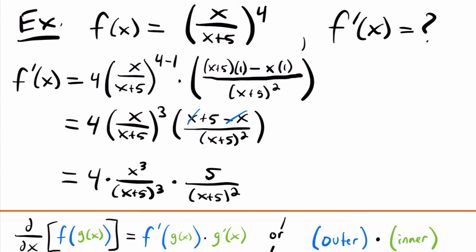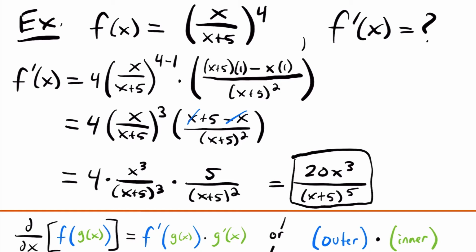And now you can see that we're going to have some nice simplifying here, and so that will lead us to our final step, that this is going to be equal to 4 times 5 times x cubed. So we're going to have 20x cubed divided by the same quantities here, right? We have x plus 5 to the 3rd power and the 2nd power. So multiplying those together, we would add their exponents, and we will have that the denominator is (x plus 5) to the 5th power. And so that would be our answer, or our derivative, to this function that we started with.